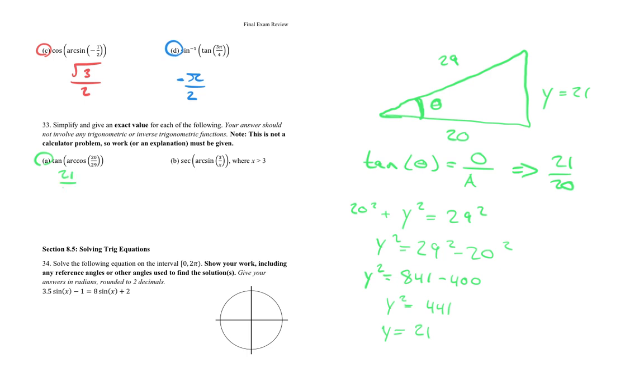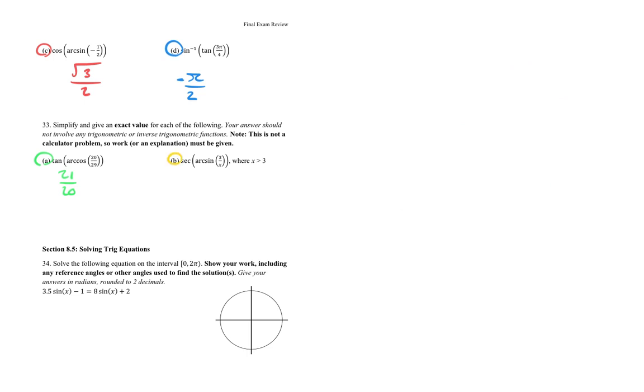So we set up a triangle, and then we go through and use Pythagorean's theorem to solve for the other side of the triangle, and then evaluate our outermost function. Okay, next one. We're going to do a similar process. So we're going to draw some triangle.